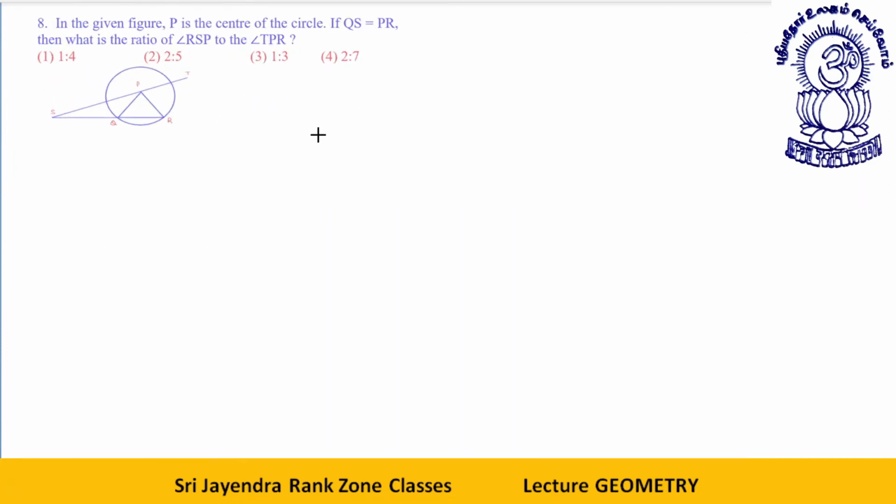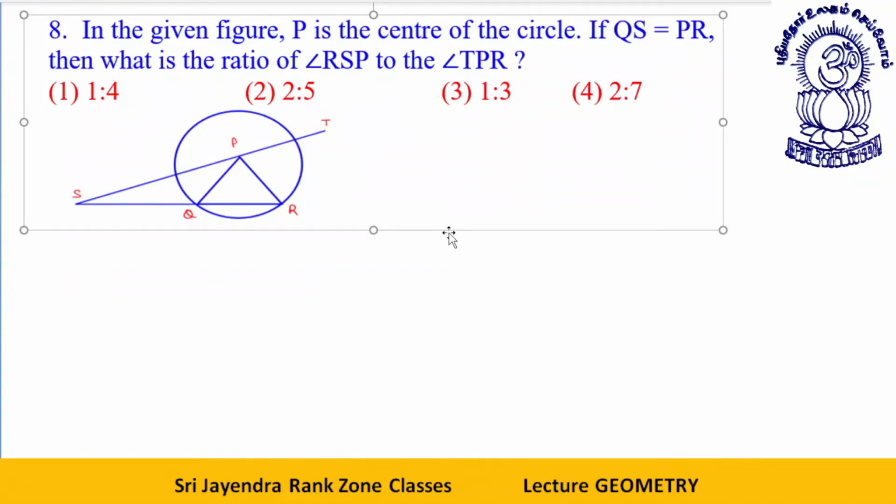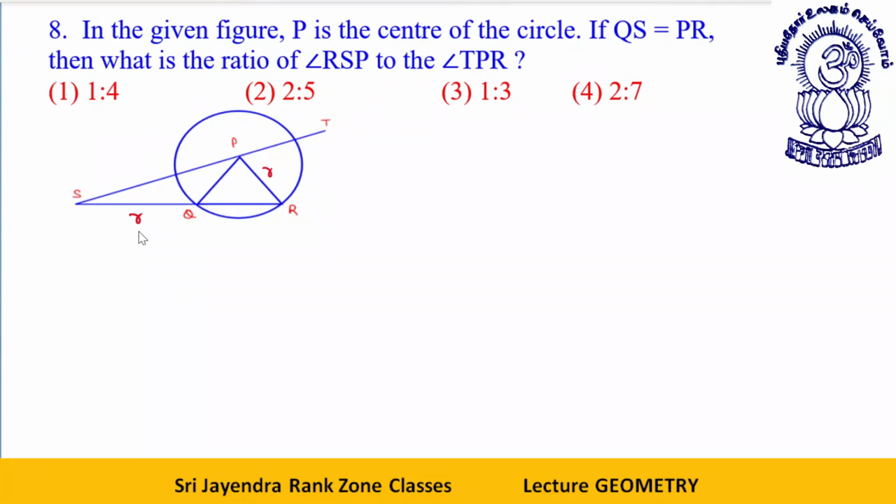The next one, in the given figure, P is the center of the circle. If QS is equal to PR, okay, we have done a similar question. This is R, this is also R. Then what is the ratio of angle RSP to angle TPR? If I remember, it is 3:1. We have done a similar question. Else also we'll do it.